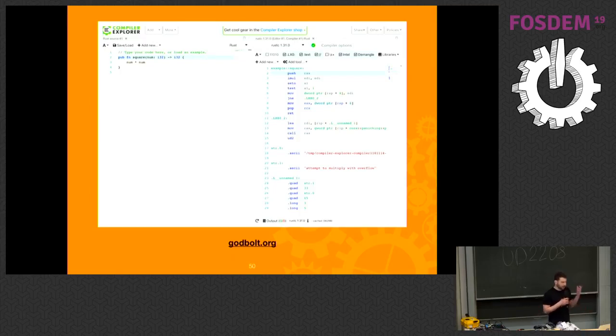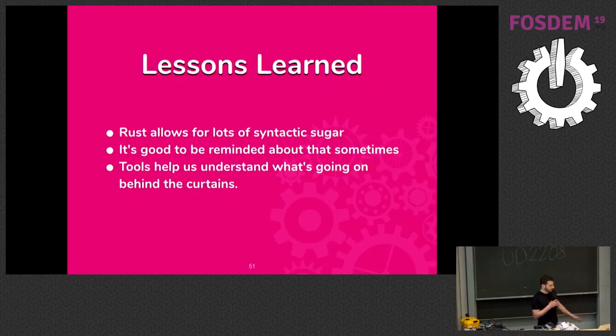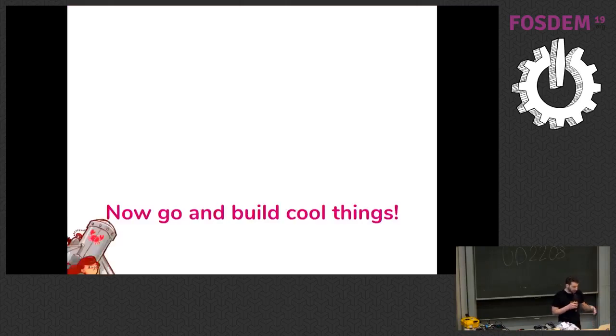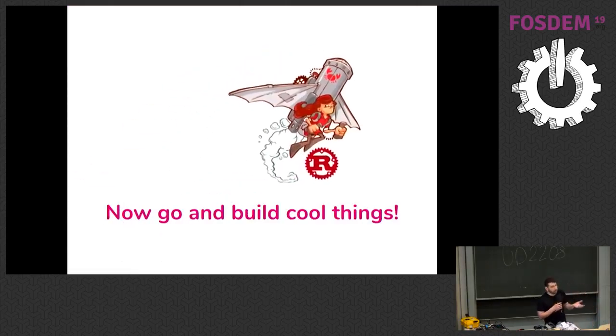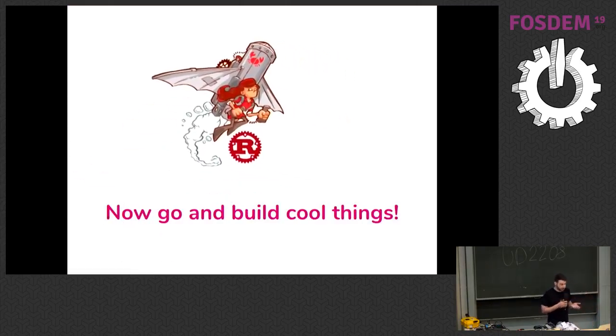And it's just crazy. So to wrap it up, what have we learned? Rust allows for a lot of syntactic sugar. But it's sometimes good to be reminded about that and to know what's going on behind the curtains. And tools can help you understand what's going on. And you should write more such tools and use such tools. And that's why I say, go and build awesome and cool things.